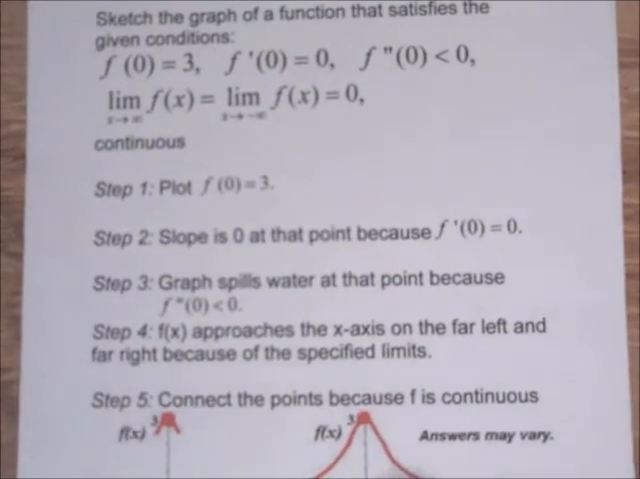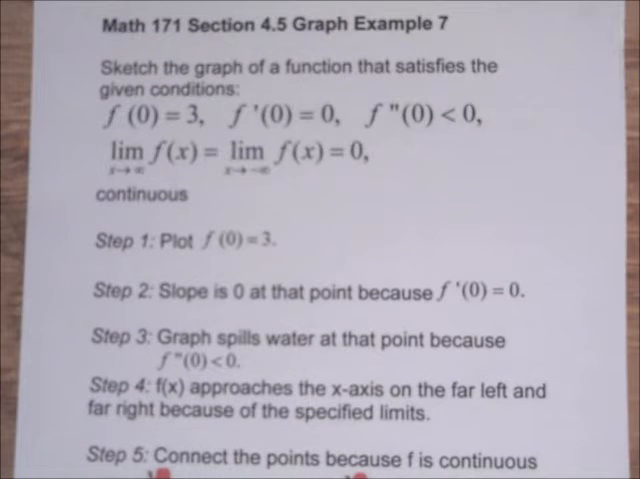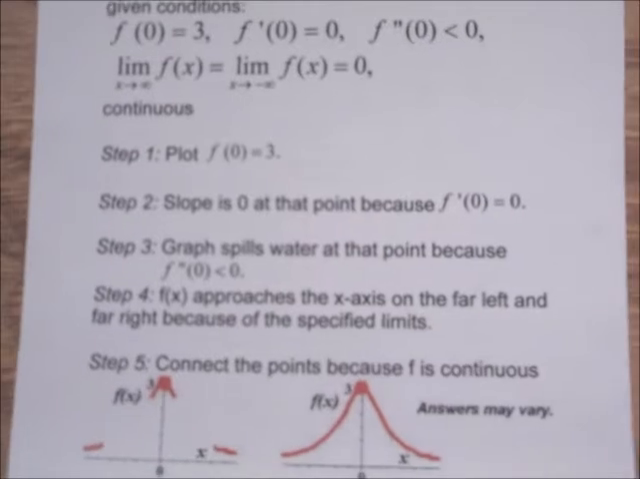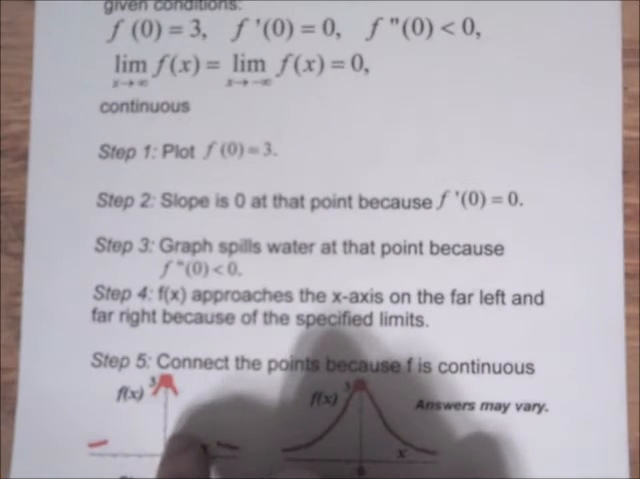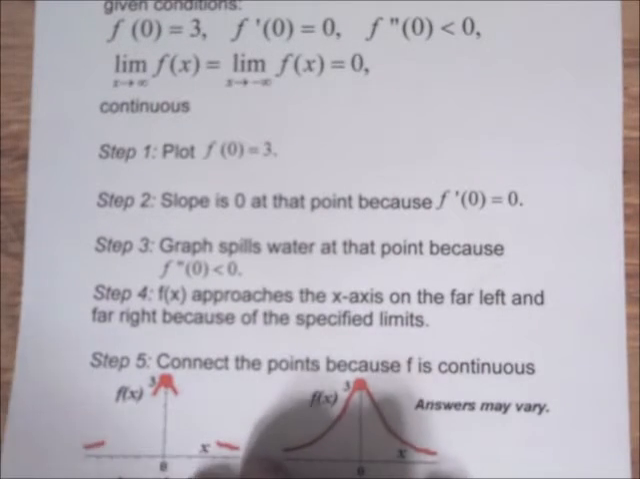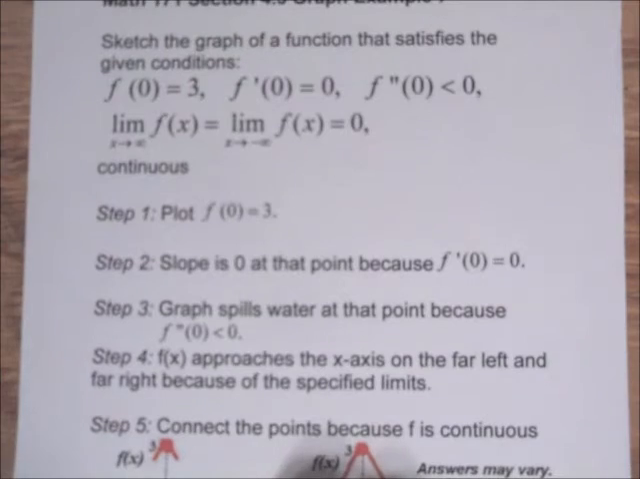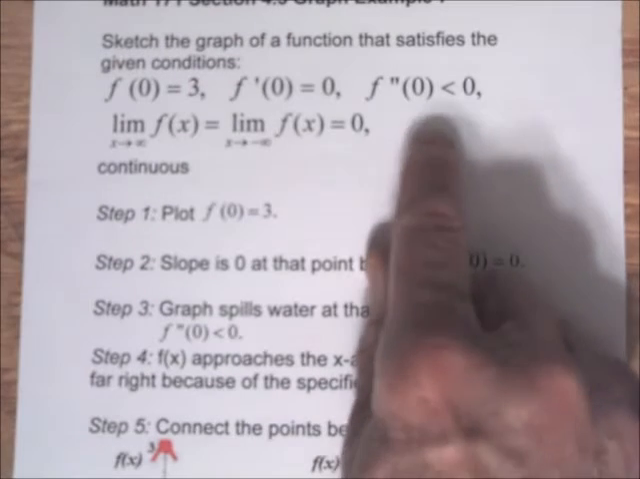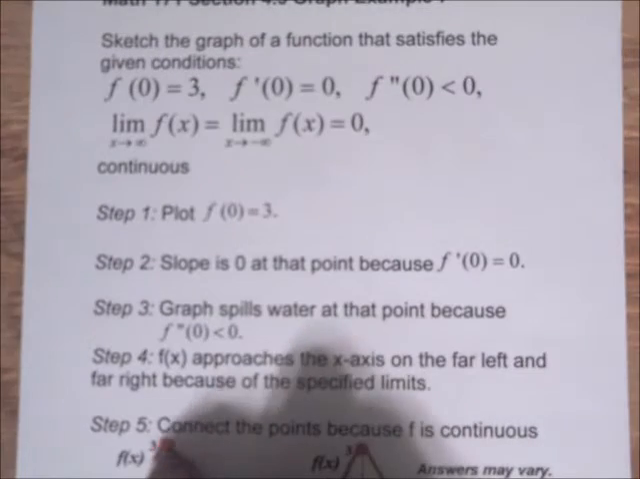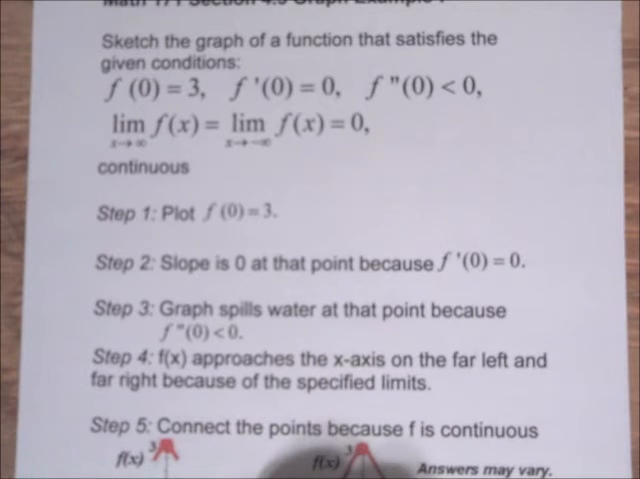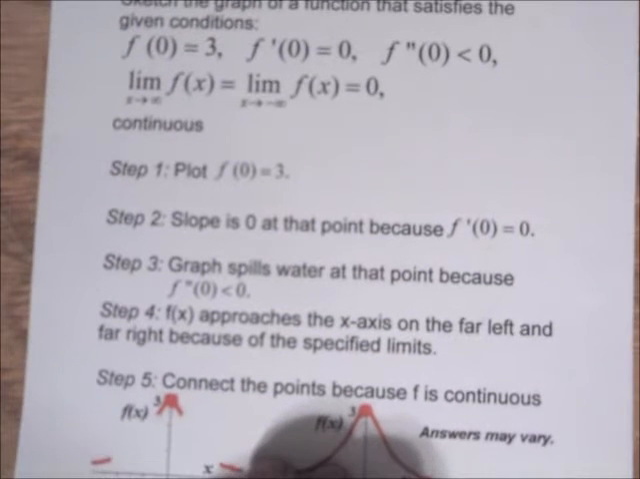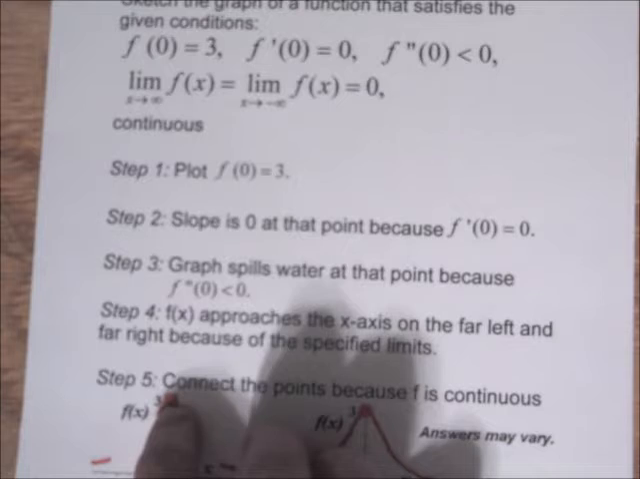Okay, another example. F of 0 is 3, so I'm going to put over 0 up 3. F prime of 0 is 0, and the second derivative is less than 0. So that means it spills water at that point there.